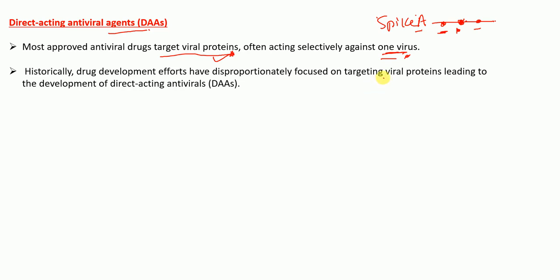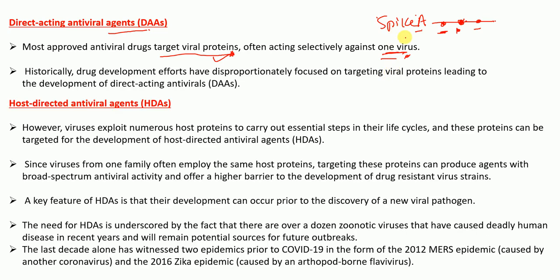So to counteract that limitation, there are another kind of agents which are called host-directed antiviral agents. So what is the difference? The difference is that these host-directed antiviral agents target host proteins. Okay, so these agents target host proteins or the host factors which are essential for different stages of virus life cycles. And therefore these proteins or these factors can be targeted for the development of host-directed antiviral agents.